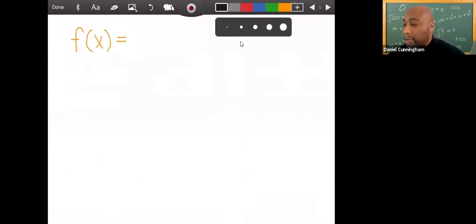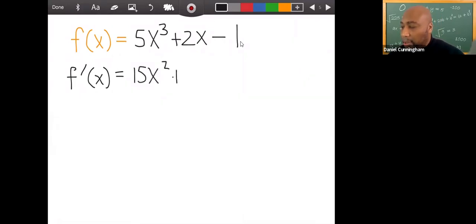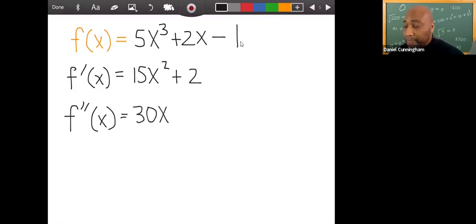So let's say we have a function. I'm going to call this f. Let's say f of x is equal to 5x cubed plus 2x minus 1. Now to find the first derivative, we'll say f prime of x. In this case, we're just going to use the power rule. And so this would be 15x squared plus 2, and the derivative of -1 is 0. So that's my first derivative. Now to find the second derivative, we say f double prime of x. That's going to equal 30x, and the derivative of 2 is 0.